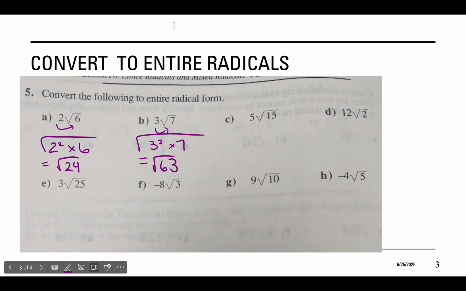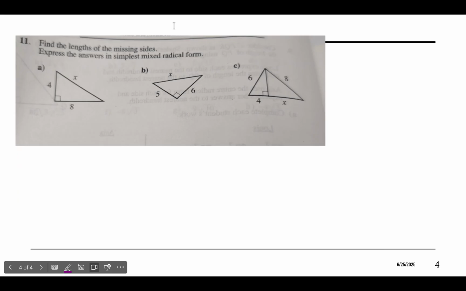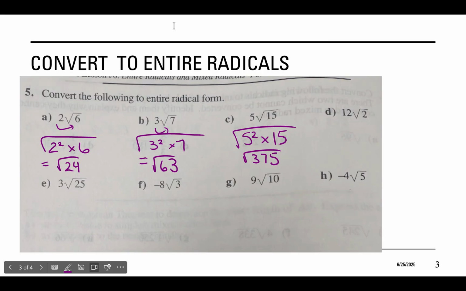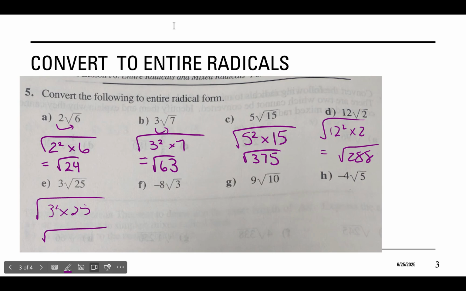Keep going. Put 5 back under the root sign by squaring it, multiply by what's there. We'll have the root of 375. Sorry about that. I'll just do these ones a little bit faster. 12 squared times 2 will give you the root of 288. Here we have 3 squared times 25, all under the root sign, will give you root 225.